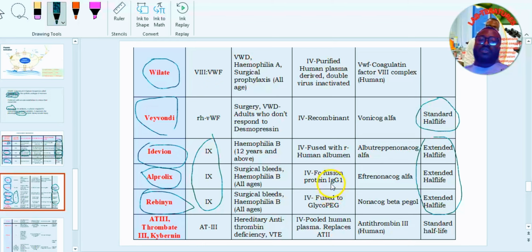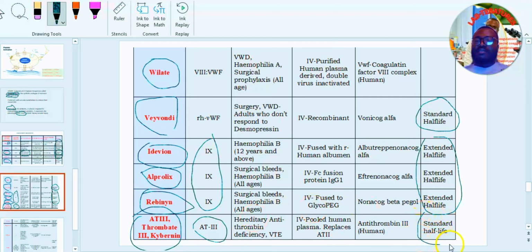This one is fused with protein IgG1 so that it can be stable for long. This one is fused with glycopolyethylene glycol so that it can stay for long. So that is for them. And don't forget you have antithrombin, and this antithrombin is for antithrombin 3 replacement. And I believe you know that for the thrombophilias.